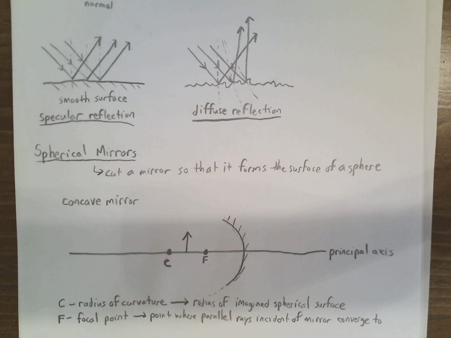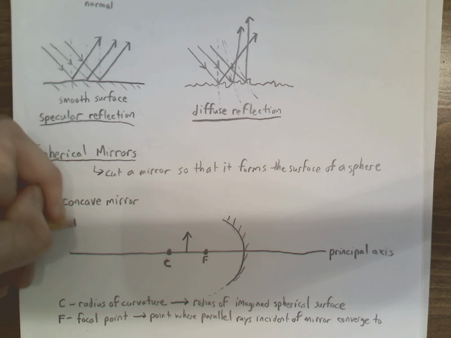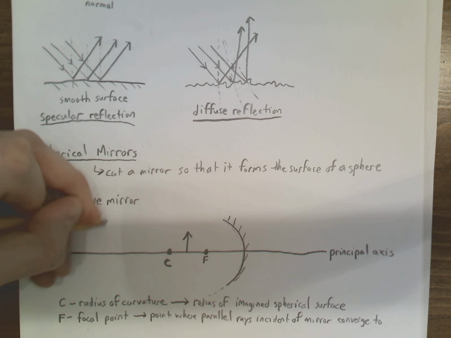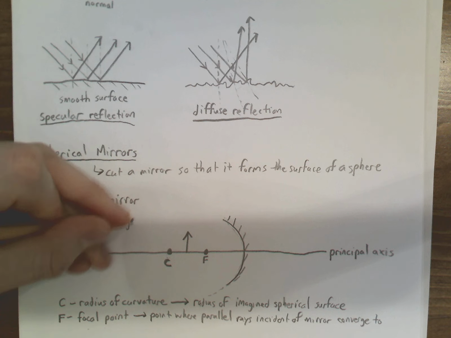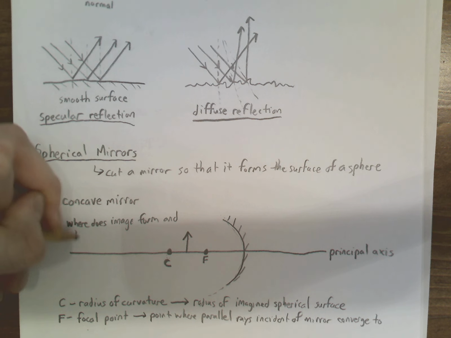Usually we're going to represent all of our objects, whatever they are, a candle, a person, or whatever, as just an arrow. An arrow is a nice simple thing to draw, first of all, and it's got a nice direction. The way the arrow points lets us know whether the image or the object is right side up or upside down, and that's going to be important in just a second. So we want to ask, where does the image form? And what are its properties?